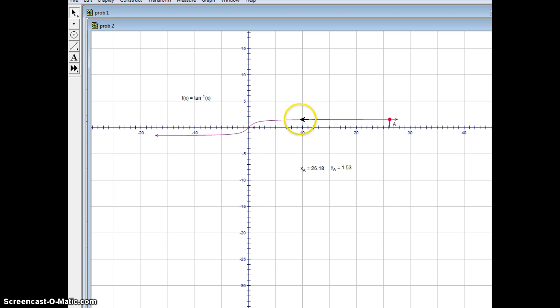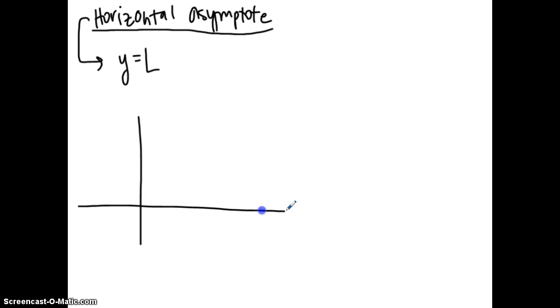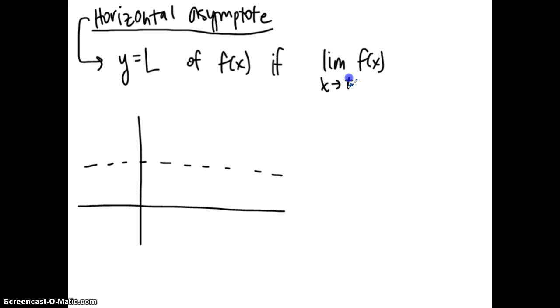Now that is how we define our horizontal asymptotes. Our horizontal asymptote is defined as the line y equals a certain value. So again, it's some sort of horizontal line. So y equals L is the horizontal asymptote of the function f of x if the limit of f of x as x approaches positive or negative infinity is equal to a certain constant. So if it doesn't shoot up forever and ever to positive infinity or shoot down to negative infinity, you have what we call a horizontal asymptote.